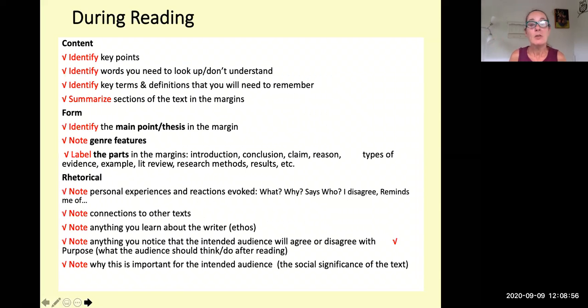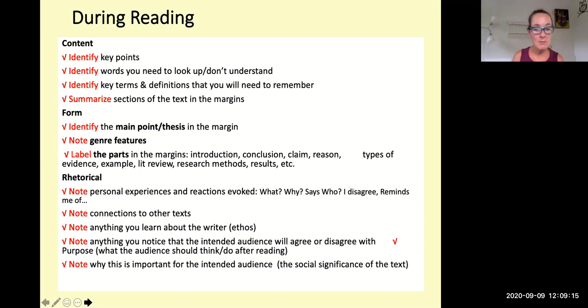During reading, this is a packed slide, right? So in terms of content, identify key points, identify words you need to look up or don't understand, identify key terms and definitions that you'll need to remember, and summarize sections of the text in the margins so that you can at a glance find particular sections that you want.